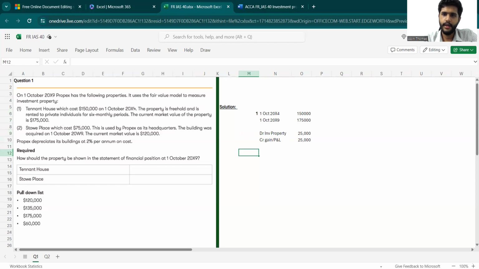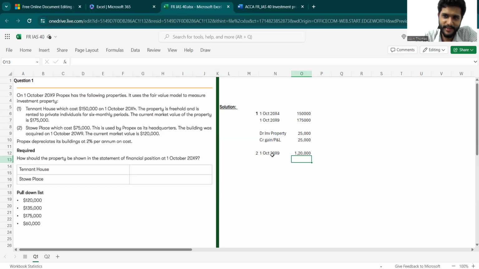So I believe you have cleared the first scenario. We can move to the second one. Let us read the question again. Stovey Place, which costs 75,000, is used by Propex as its headquarters. The building was acquired on 1st October 20W9. The current market value is 120,000. So what will we do? The same, right? Like we considered 175,000, at 1st October 20X9 it will be 120,000. You agree with me?